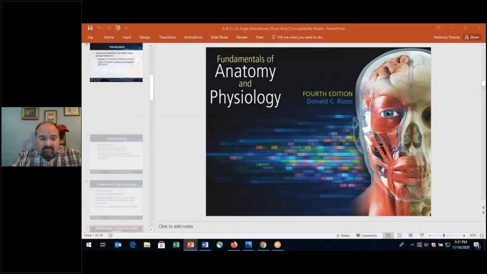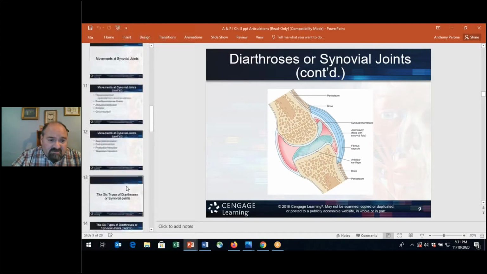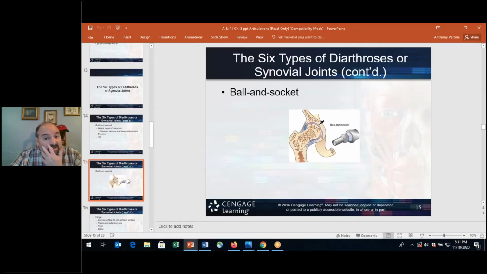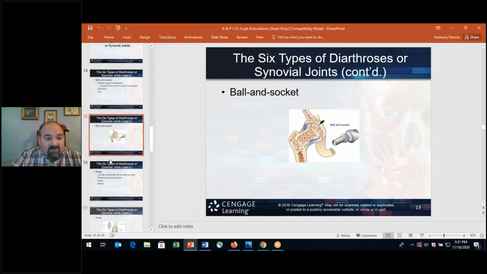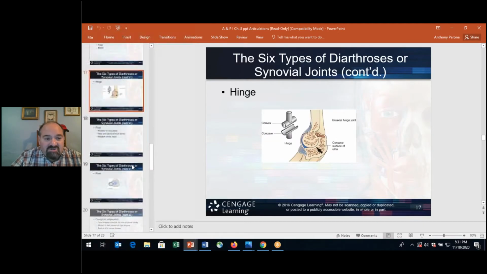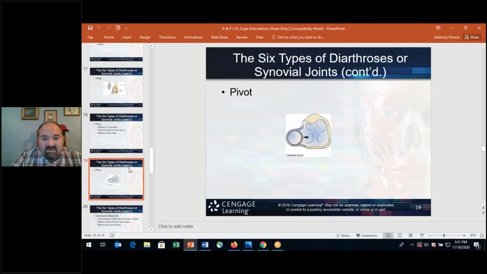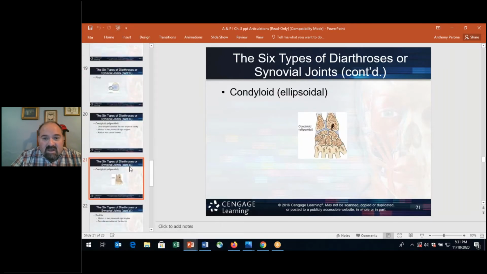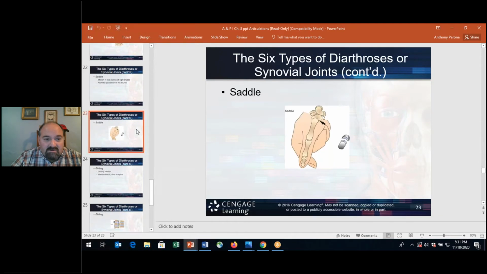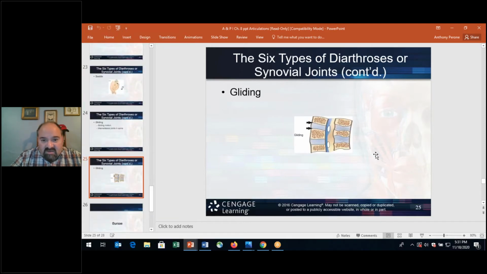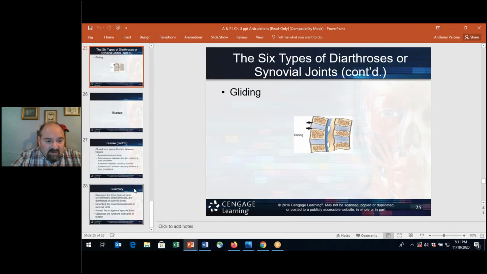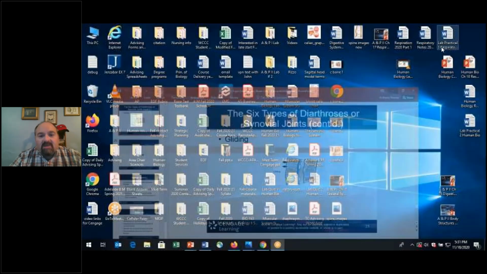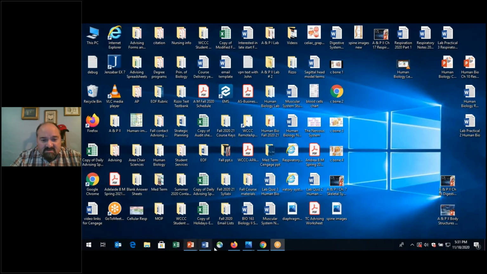Okay? Excellent, good. And then you'll see here, as far as going over the range of motion, it shows you the different images for the ball and socket, the hinge joint, the pivot joint, condyloid, also known as ellipsoidal, and the saddle joint, right? Think of your thumb, like that saddle joint, and the gliding joints of the vertebrae and the facets. Okay. And so that's the chapter 8 PowerPoint for the Rizzo text.